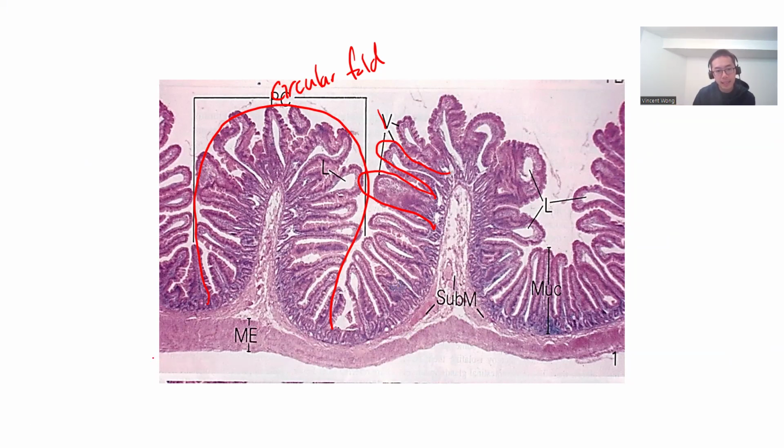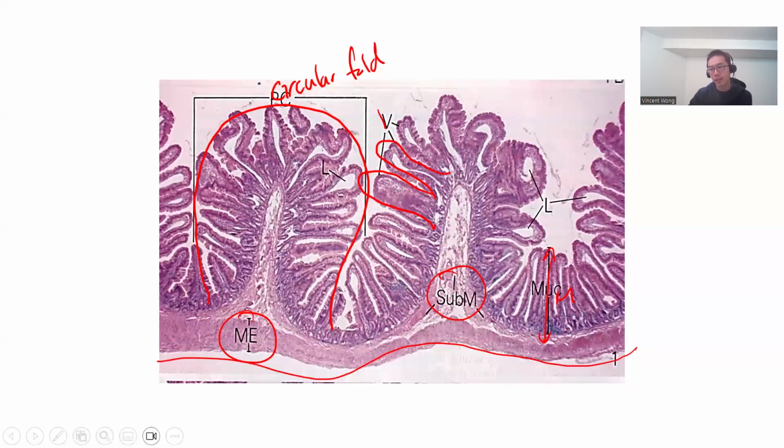You can see this here, it says ME. ME is the muscularis. And then inside the muscularis is the submucosa, and then you have the mucosa right here. So the 4 layers. Outside, of course, you also have the serosa, which is not shown here, but it's there. Okay, moving on.